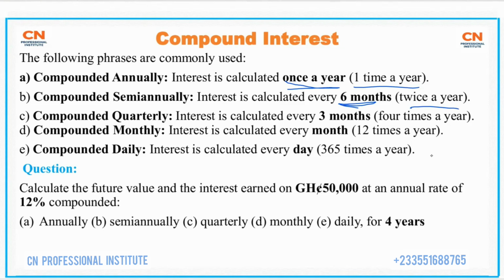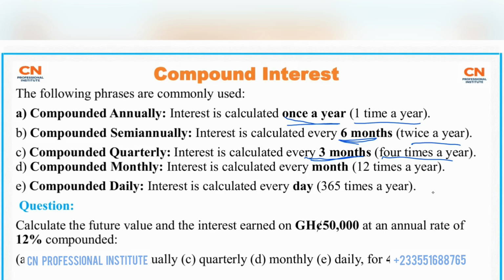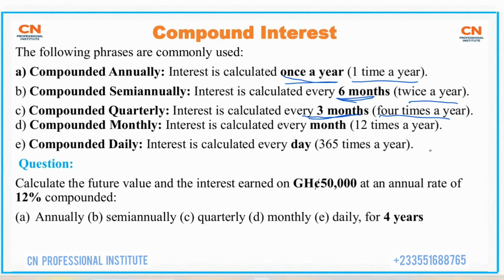If it's compounding quarterly, it means you calculate interest every 3 months, and that'll be 4 times a year. The first 3 months you calculate your interest, then the second 3 months, so you calculate the interest 4 times a year. If it's compounding monthly, we calculate the interest 12 times a year. If it's compounding daily, we calculate the interest 365 times, because every day we calculate interest.